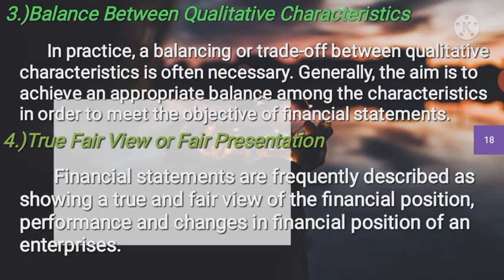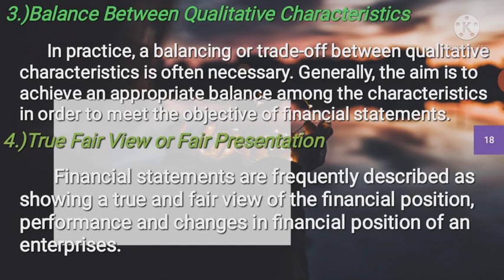Number 3, balance between qualitative characteristics. In practice, a balancing or trade-off between qualitative characteristics is often necessary. Generally, the aim is to achieve an appropriate balance among the characteristics in order to meet the objective of financial statements. The relative importance of the characteristics in different cases is a matter of professional judgment.